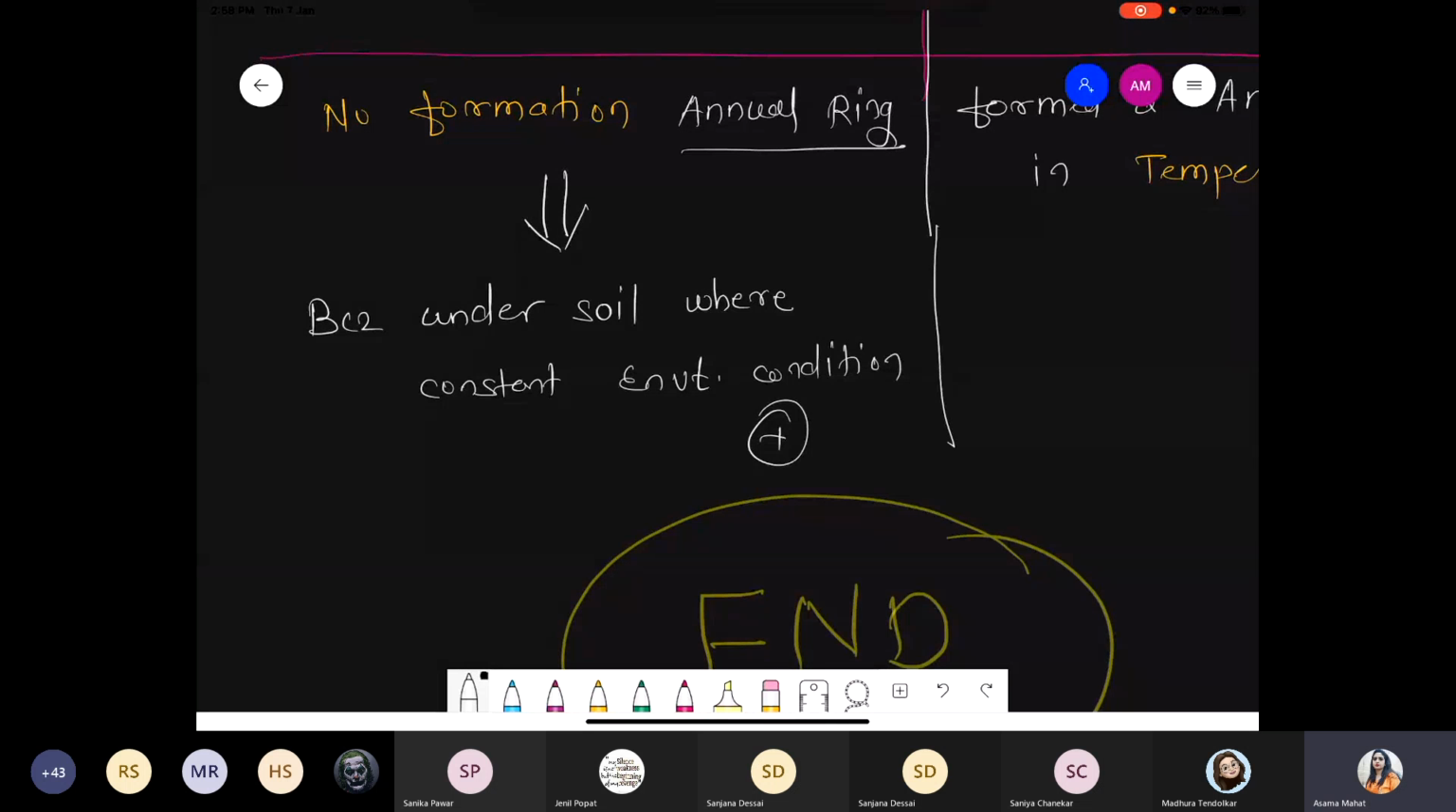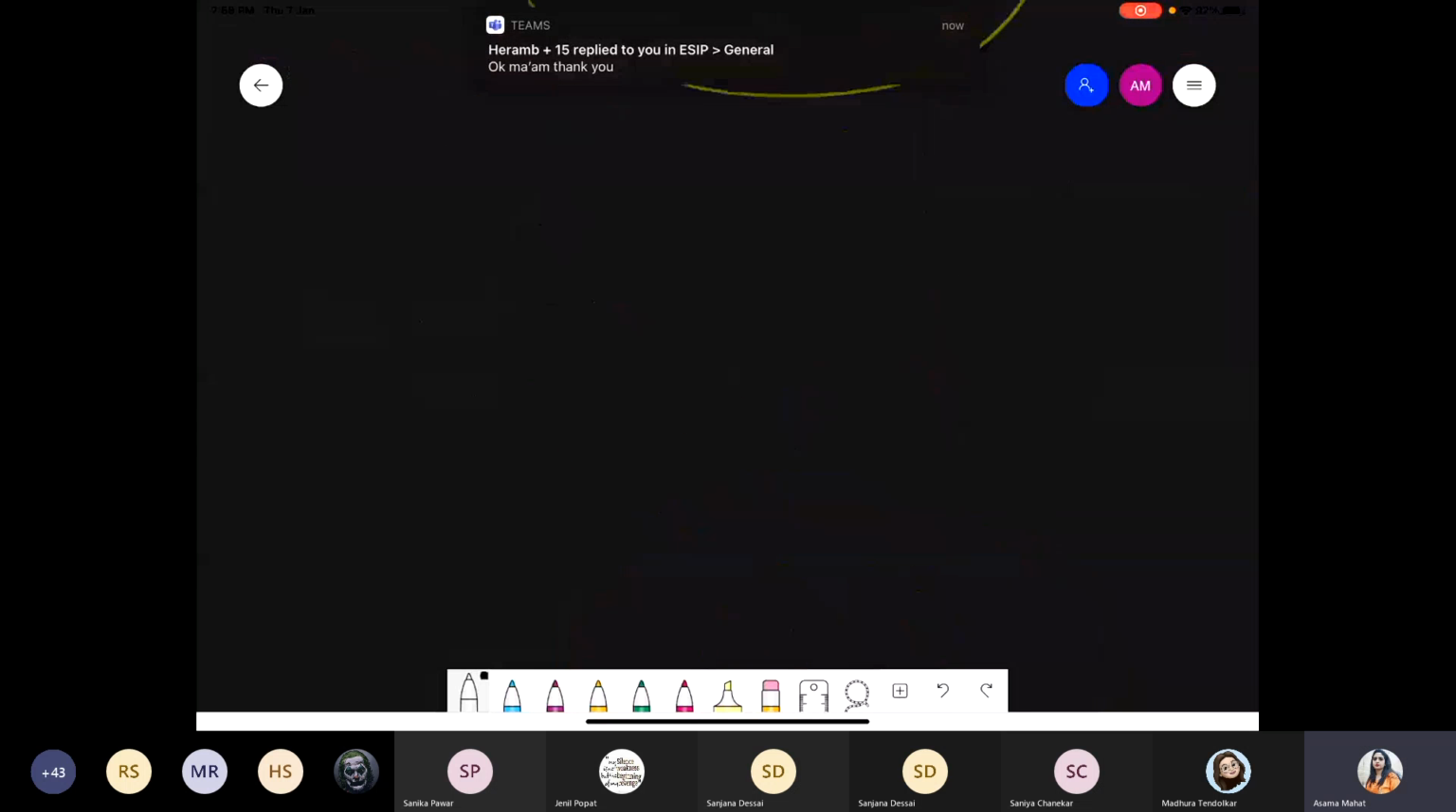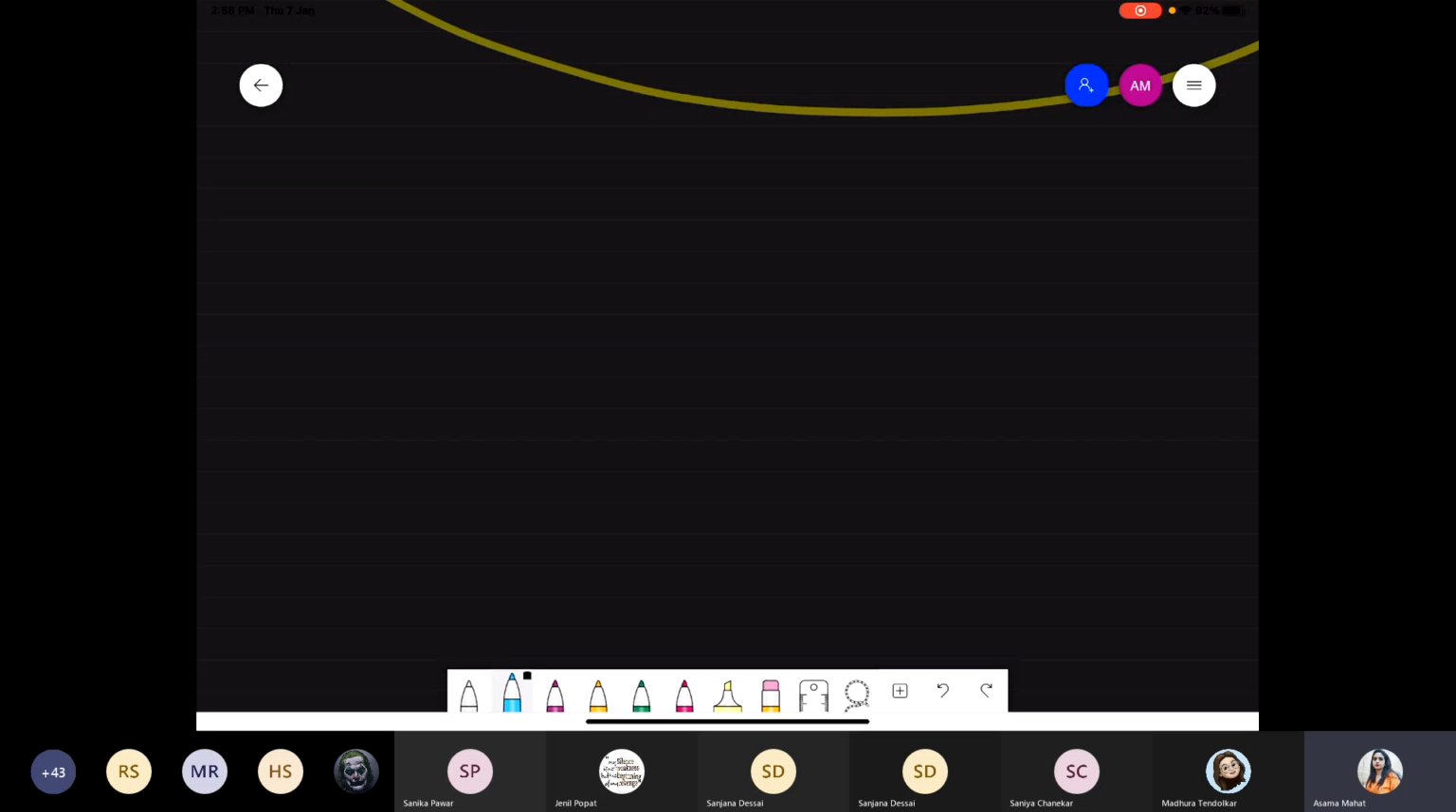Chalo, should I start with the next chapter, cell cycle and cell division? Chalo. So next part, a very simple, very easy chapter and quite interesting chapter, and from the NEET point of view, an important chapter: cell cycle and cell division. Okay, chalo. So next, we are talking about the chapter cell cycle and cell division.